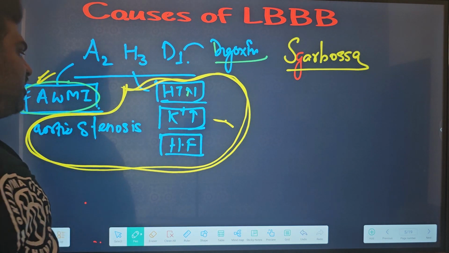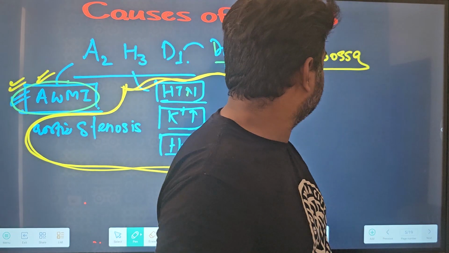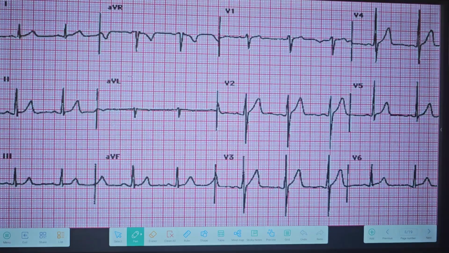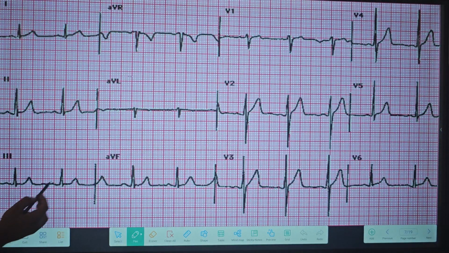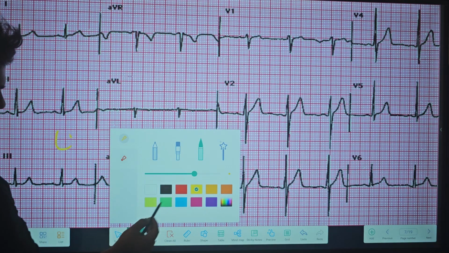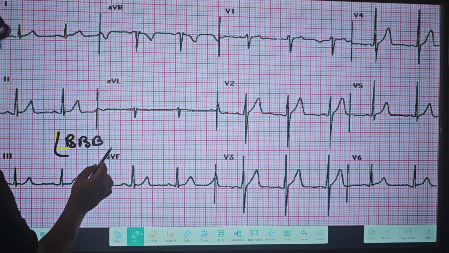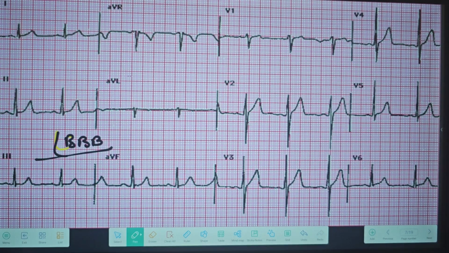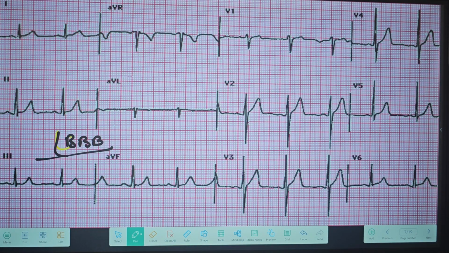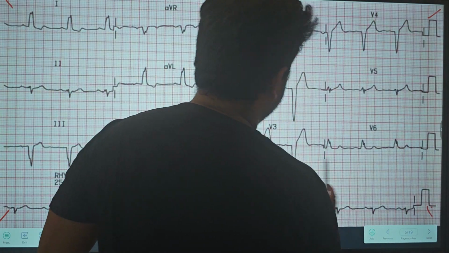Before studying Isgar-Bosa criteria, we have to solve one or two ECGs of left bundle branch block to understand it. Now, this is the ECG in front of you. This is a case of left bundle branch block. Again, the first thing was QRS duration more than 120 millisecond. Sorry, the first ECG is this.